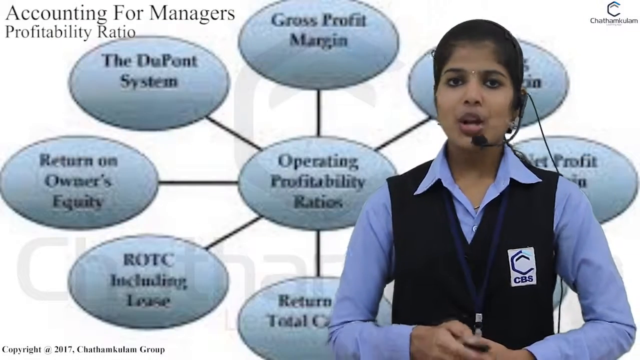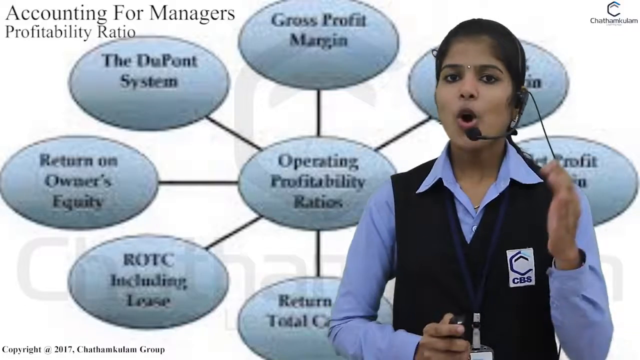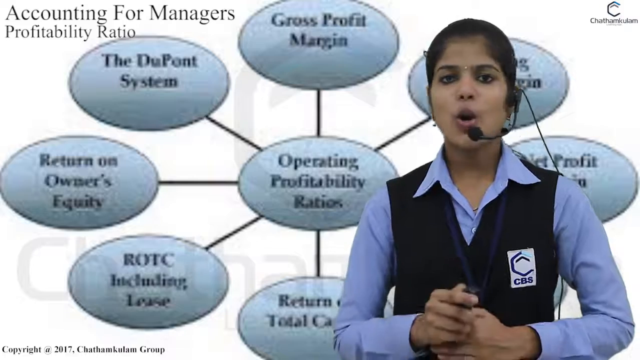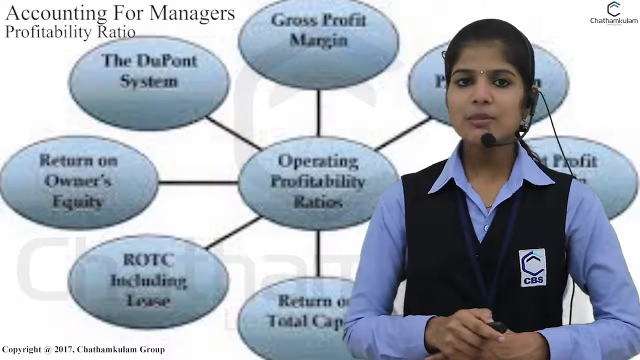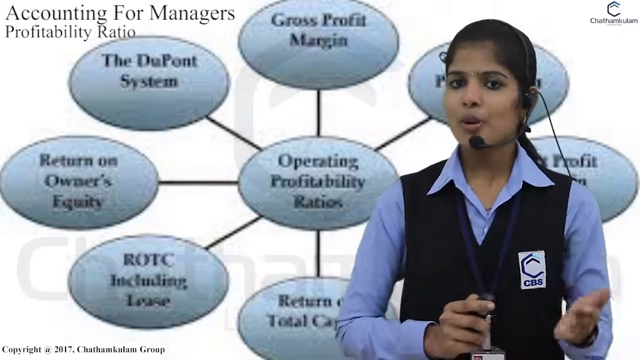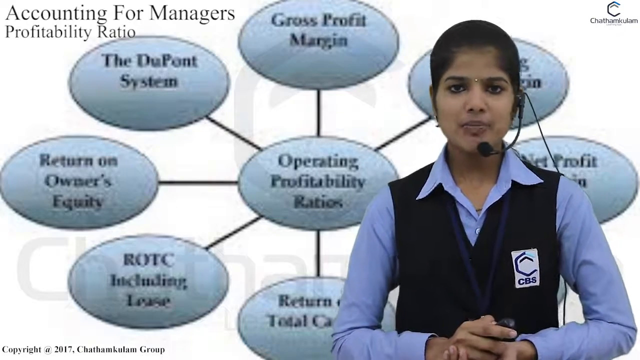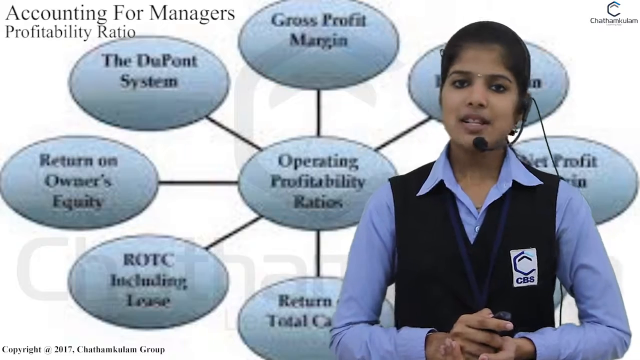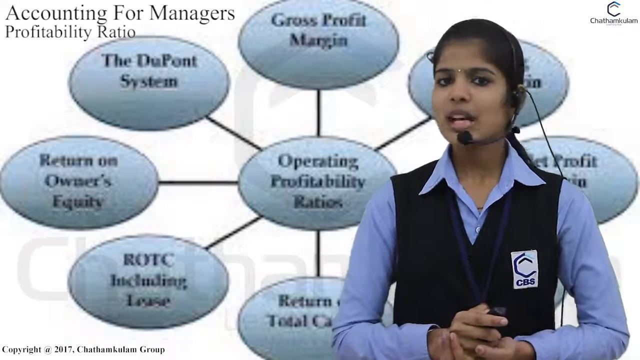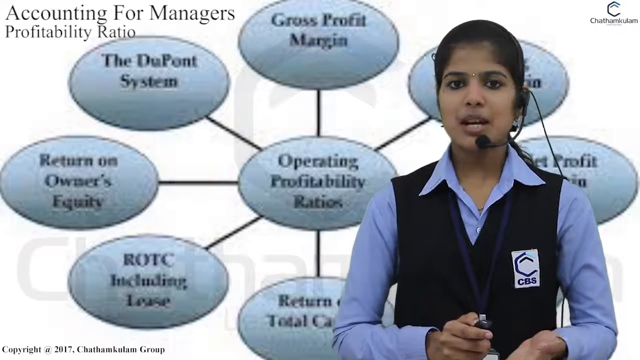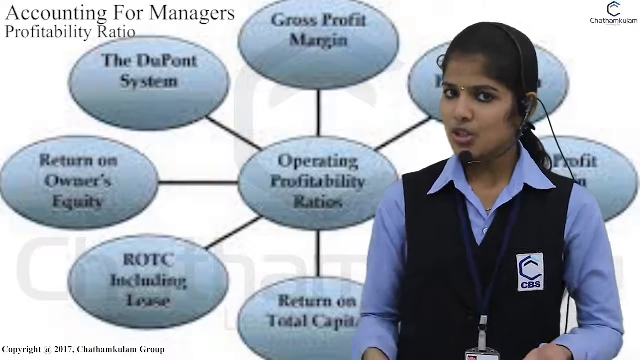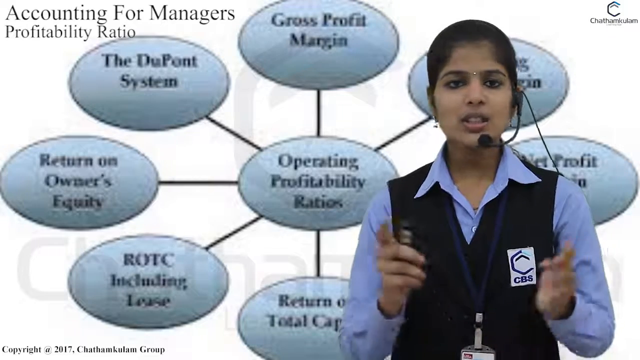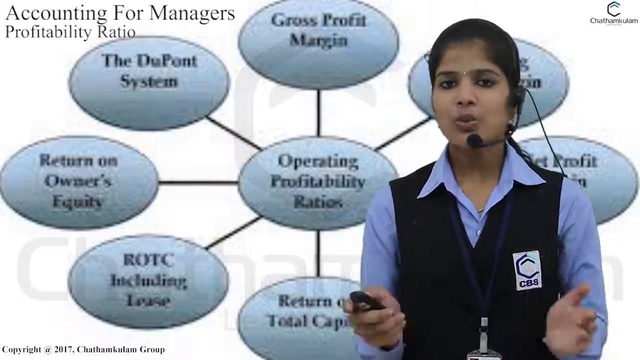Operating profit ratio. How do we calculate the operating profit ratio? Operating profit divided by net sales into 100, we get the operating profit ratio. The operating profit is calculated by gross profit minus the operating expense, or in another manner, net sales minus the operating cost. How do we calculate the operating profit? Net sales minus cost of goods sold plus administrative and office expense plus selling and distribution expenses. According to the questions, we may adopt any one of the formulas.